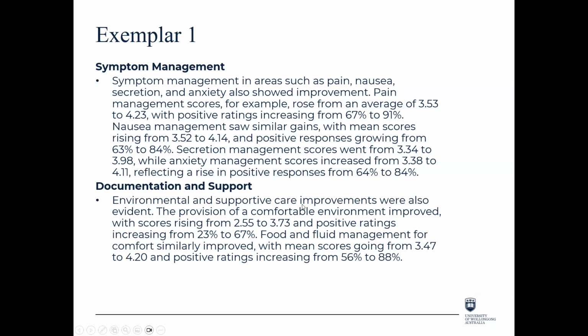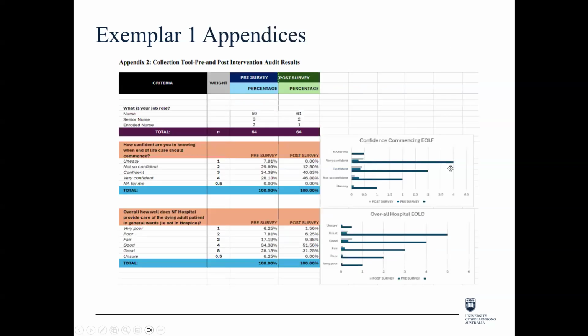Documentation and support. Environmental and supportive care improvements were also evident, and the provision of a comfortable environment improved, with scores rising from 2.5 to 3.7 and positive ratings increasing from 23 to 67. Food and fluid management for comfort similarly improved, with mean scores going from 3.4 to 4.2 and positive ratings increasing from 56 to 88%.